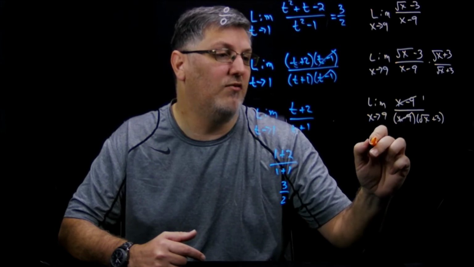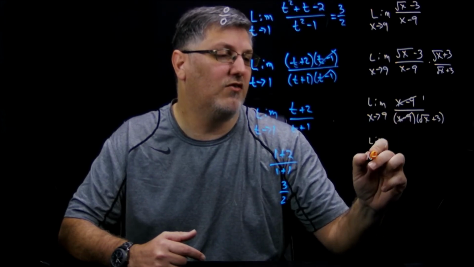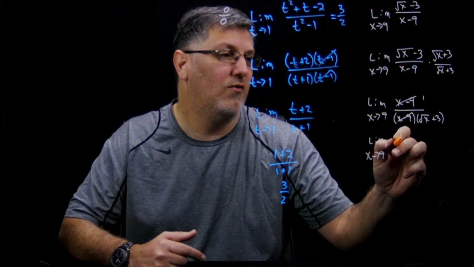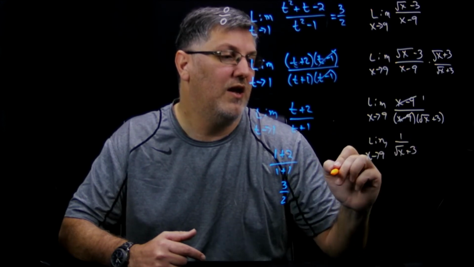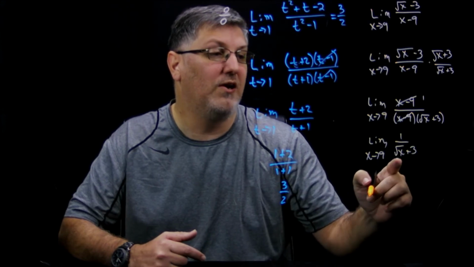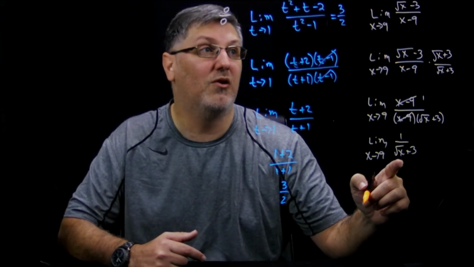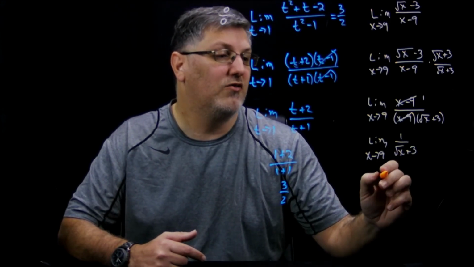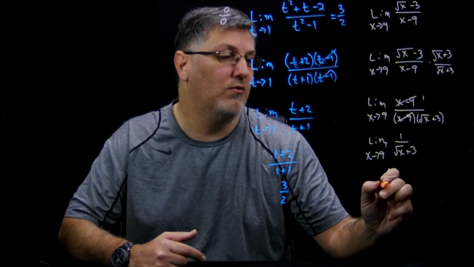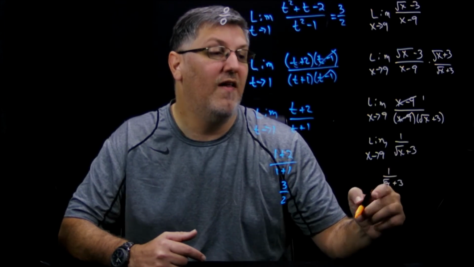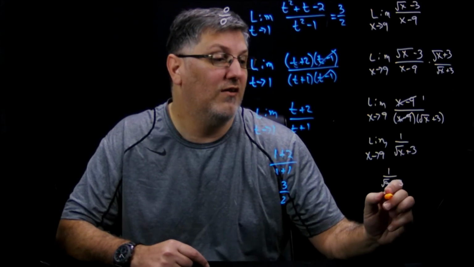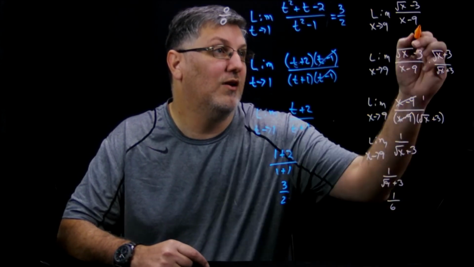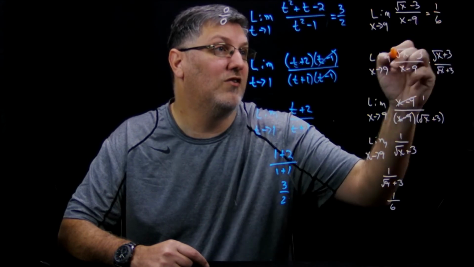And now I have the limit as x approaches 9 of 1 over the square root of x plus 3. And I can now plug in my 9 because I no longer have my 0 over 0 form. So this is going to give me 1 over the square root of 9 plus 3. And at this point, you don't have to show your steps anymore. You can just do this arithmetic. And this is going to give me 1/6. So my limit here is 1/6.